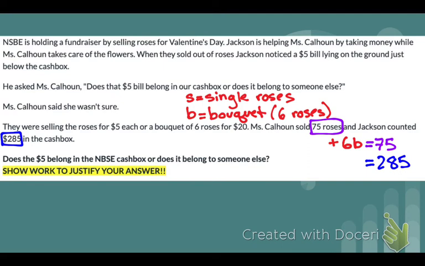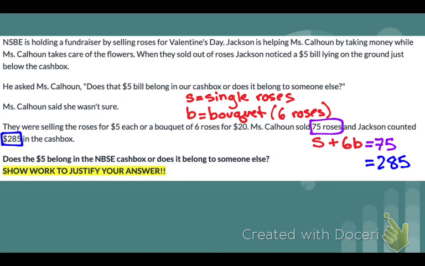The $20, the 6 roses. Oh, the 5 for each bouquet. So we know that the bouquets have 6 roses. Oh, they have $5 for each of them. So we're adding how many single roses and how many bouquets. That's the 6B. We have 6 roses per bouquet. Okay. So S means single roses, and bouquet is 6 roses.